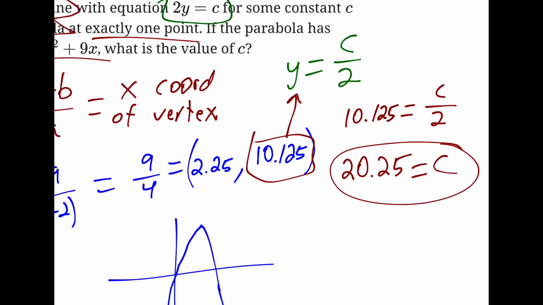If we plug in this value for c and divide it by 2, we'll get y equals 10.125, which is this line here. And their point of intersection is at the maximum, or the vertex, of the parabola.